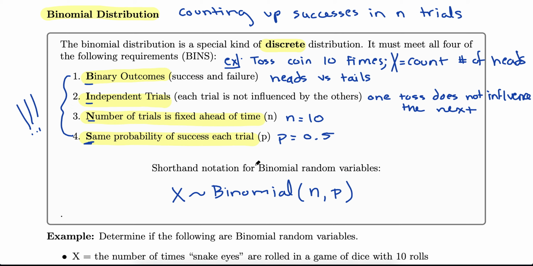So that's our binomial distribution. If you can determine that just one of these four is not met, then it's no good. It's not binomial. All four must be met for us to be able to use a shorthand notation and say x, this counting variable, is binomial.